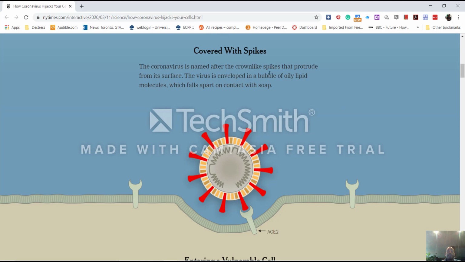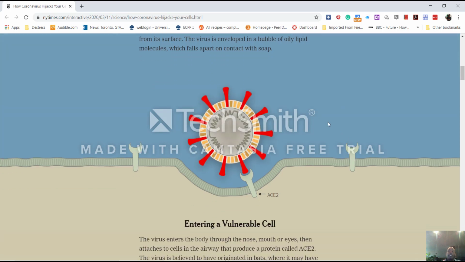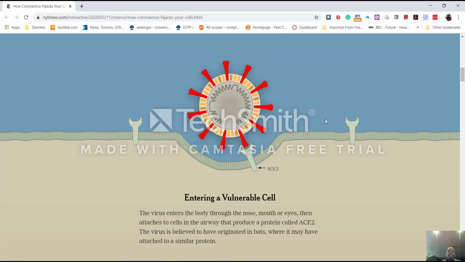These spikes on the outside of the coronavirus are like a lock and key. On the outside of our cell membranes, we have these little receptors, and the spikes on the outside of the virus act like keys. They match the receptor. If they match the right receptor, then the virus is able to enter into your cells. And it so happens that these cells can be anywhere inside your body. Typically, this virus enters in through the nose, mouth, eyes.